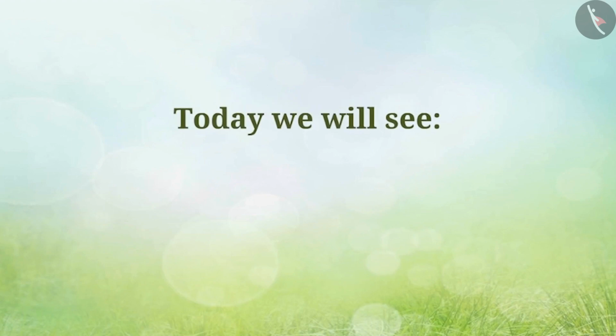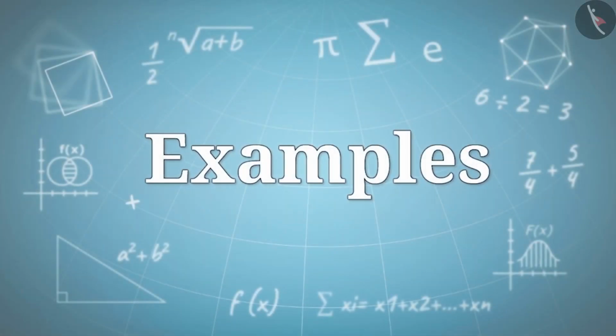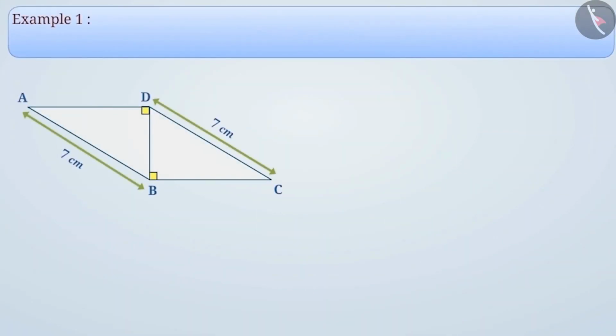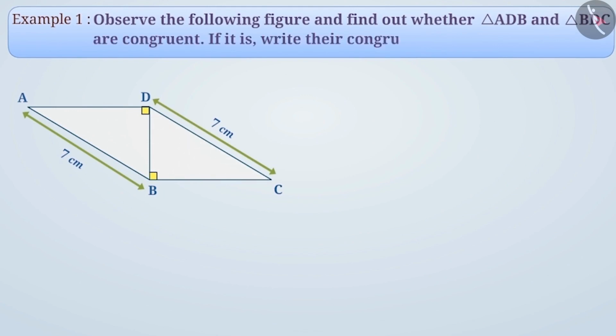Today we will see some interesting examples related to the RHS theorem of congruency of triangles. Example 1. Observe the following figure and find out whether triangle ADB and triangle BDC are congruent. If they are, write their congruence relation.